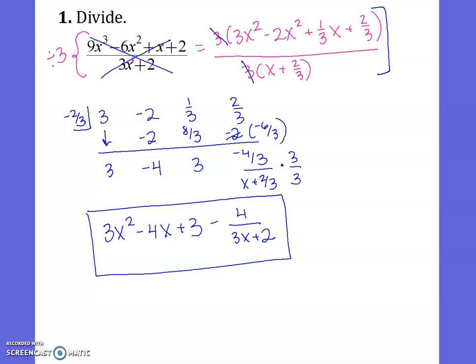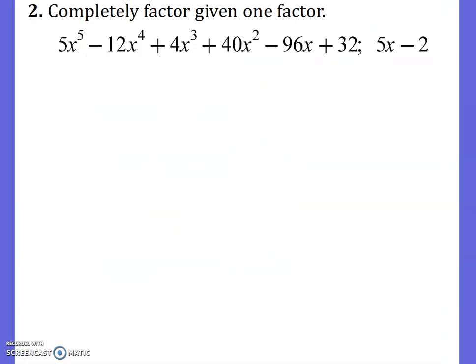Now another thing you can use synthetic division for is to help you factor. Okay, so we want to completely factor this polynomial given the factor 5x minus 2. Okay, so we know that since it's a factor, that means our remainder should equal 0. If we do synthetic division and our remainder isn't 0, we've done something wrong. Okay, I'm able to do synthetic division because this is an x to the first. So what we're going to do synthetic division with is 2/5. You just set that equal to 0, add the 2, divide by 5.